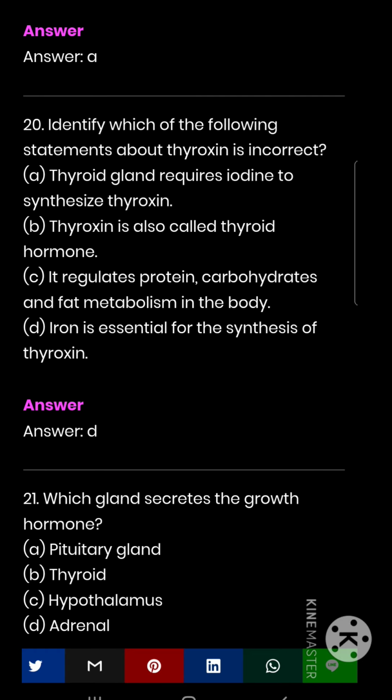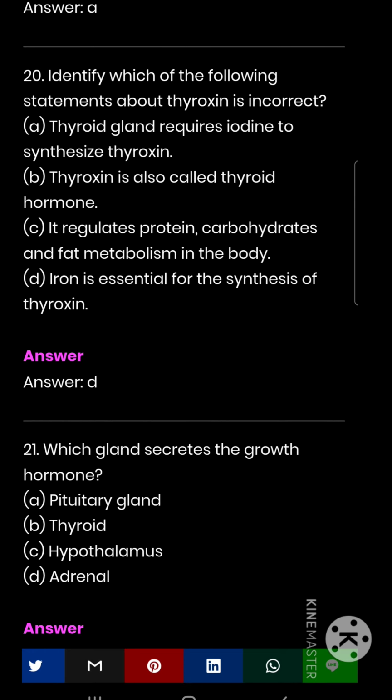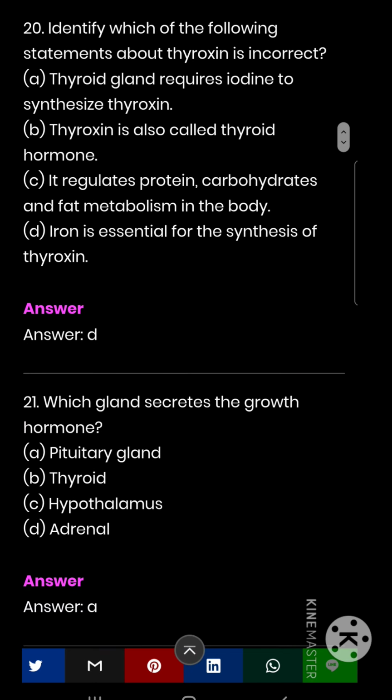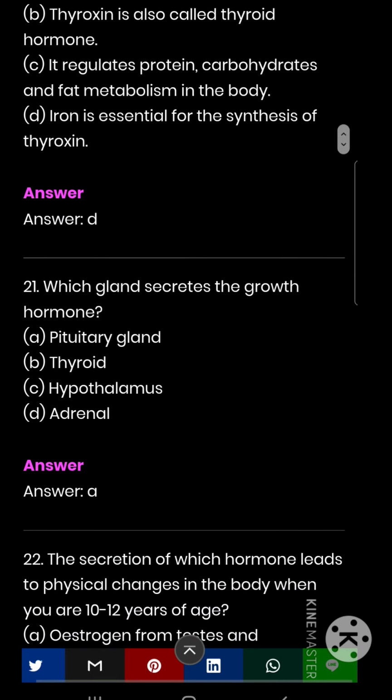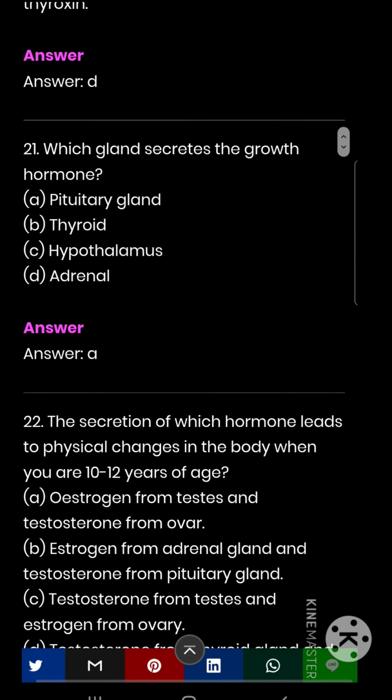Thyroid gland requires iodine to synthesize thyroxine. Thyroxine is also called thyroid hormone. It regulates protein, carbohydrate and fat metabolism in the body. Iron is essential for the synthesis of thyroxine hormone. The statement that iron is essential for the synthesis of thyroxine hormone is the wrong statement.